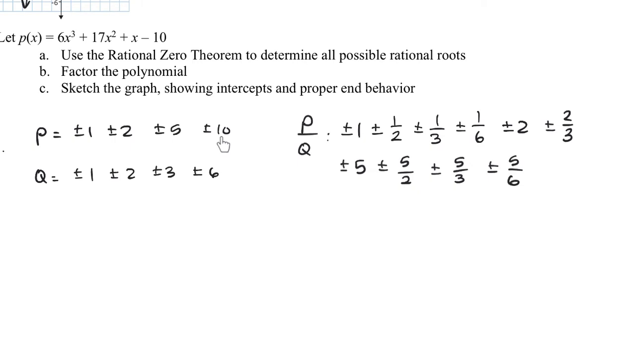And finally, 10 divided by 1, we need, because that's 10. 10 divided by 2 is just 5. We already have that. 10 divided by 3, we need, but 10 divided by 6 is 5/3, and we already have that one. So we need a few more, plus or minus 10.